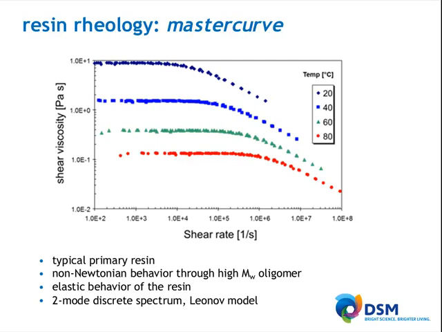Now, on the bottom there's a last line, but that's a purely technical one. We cannot just plug these values into the models that we use. We first have to transfer this into a viscoelastic constitutive model. And what we used here is a two-mode discrete spectrum Leonov model to describe the viscoelasticity of these materials.